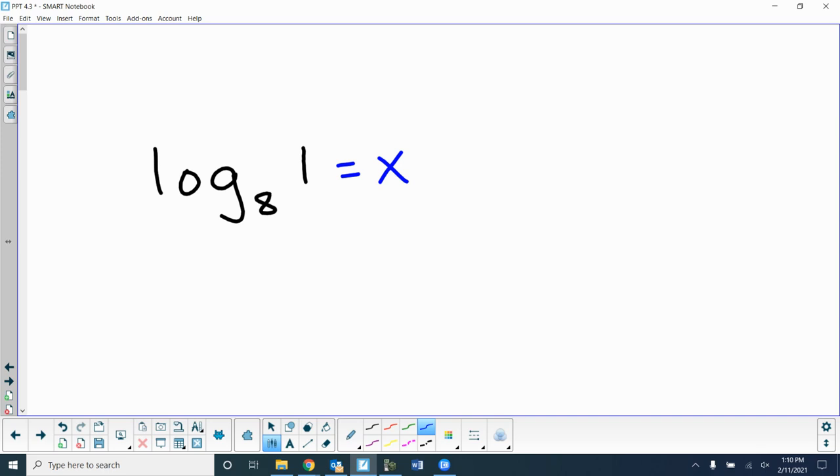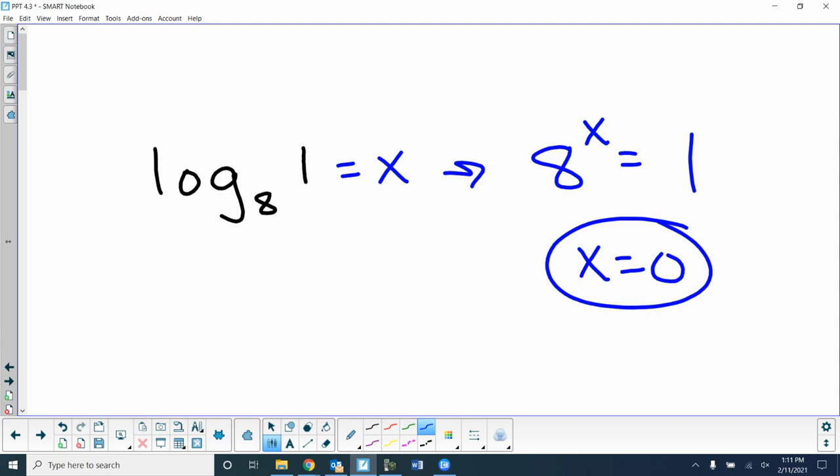So what am I thinking? What's the exponential form of this? Yeah, so 8 to what power is 1? And I told you that before, right? If the number after the log is 1, the answer is always 0. But this is how you should think about it. If you see a log problem, think about it this way, and usually you can figure it out.